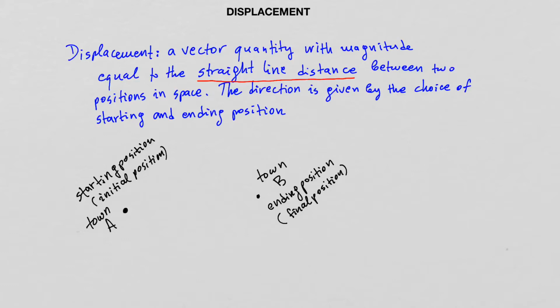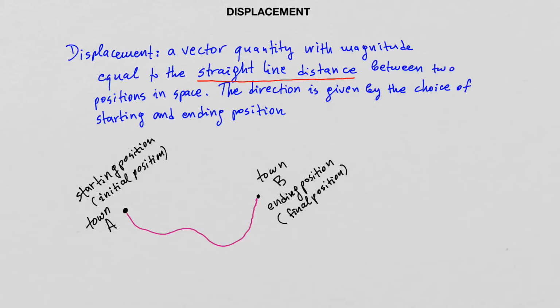So most often in this course, I'm going to refer to the two positions, starting and ending, as initial and final position during the motion of an object. And so now let's imagine that a car is traveling between the two towns, and the path between the two towns is not a straight line.